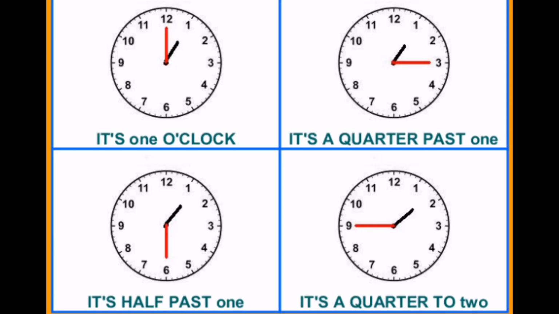Let's see some examples here in the following clocks. The first one here, it's 1 o'clock. Second, it's 1:15. The third, it's 1:30. And the last one is, it's 1:45.